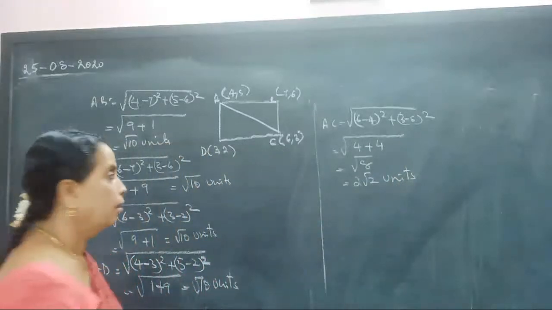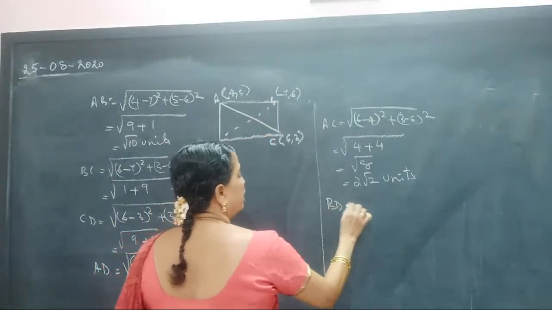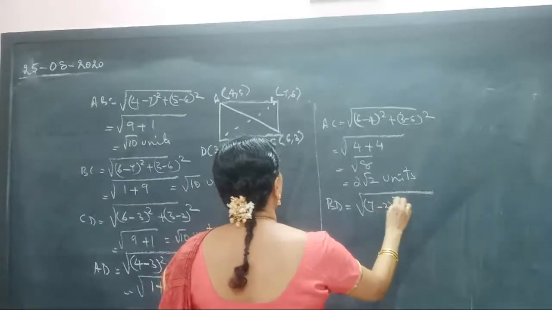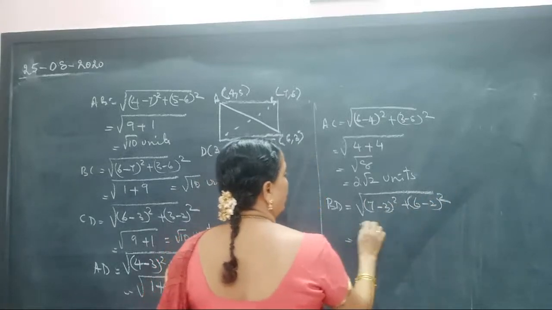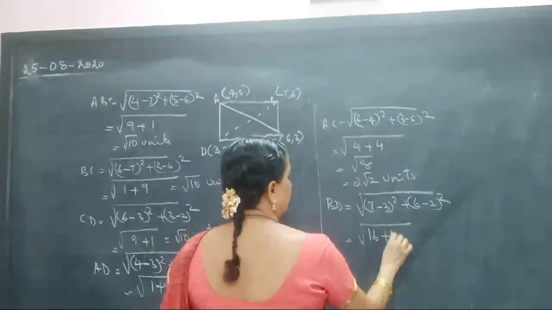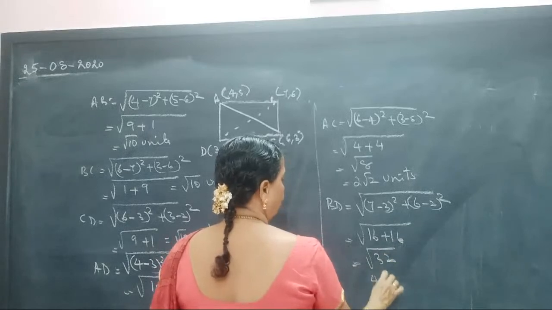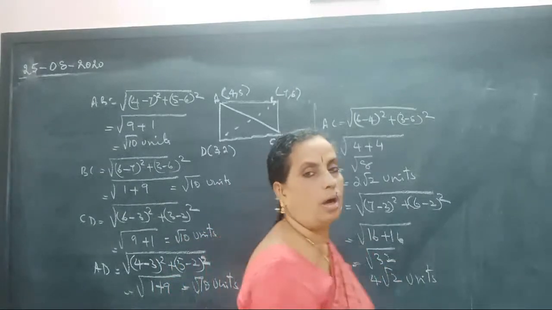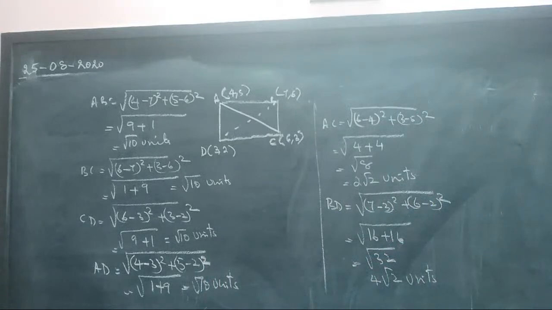AC diagonal. Then calculate BD diagonal. BD, it is root of (7 minus 3) whole square plus (6 minus 2) whole square. What is 7 minus 3? 16 plus 16. It is root of 32, 4 root 2 units. So, opposite sides are equal, diagonals are not equal, therefore it is a parallelogram.